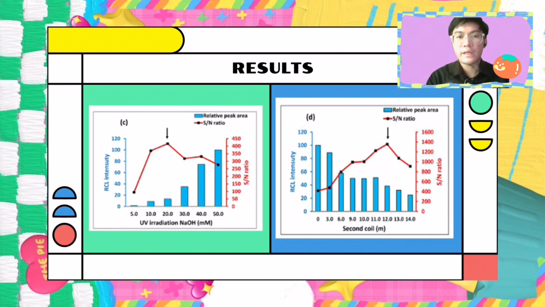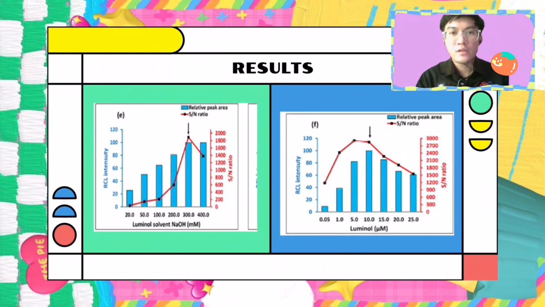Then, the length of the second coil was studied, as shown in the graph. As the coil length increases, the CL intensity decreases. However, the signal to noise ratio increased with the coil length increase and reached a maximum at a coil length of 12 meter.